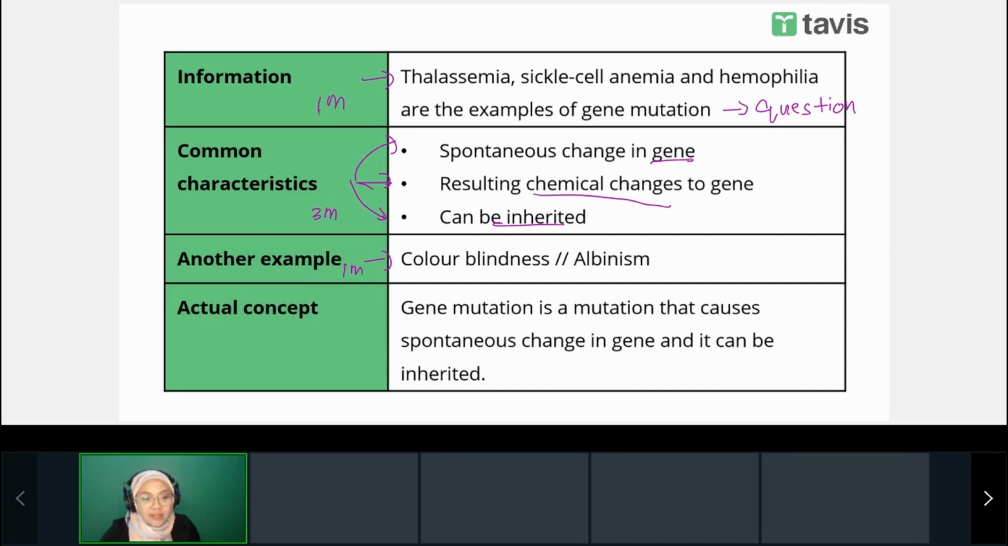An actual concept: to build it, you write your information plus the common characteristic. Gene mutation is a mutation that causes spontaneous changes in the gene and it can be inherited. So, full marks over here. Six marks. Very easy to get six marks in this kind of conceptualize question.